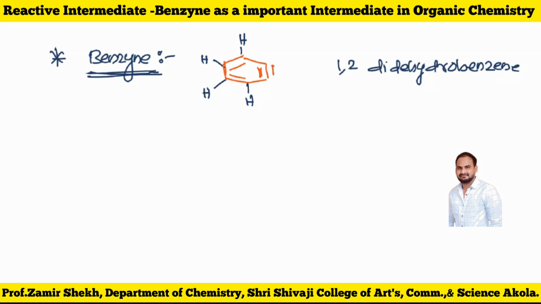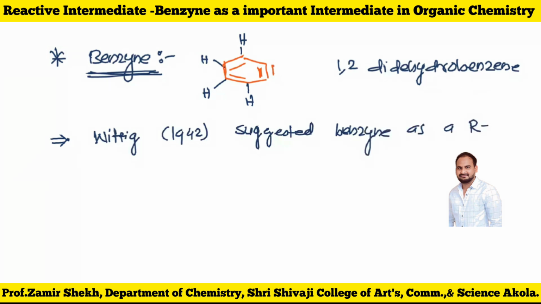And firstly, Wittig suggested benzyne as an intermediate. So Wittig in 1942 suggested benzyne as a reactive intermediate.